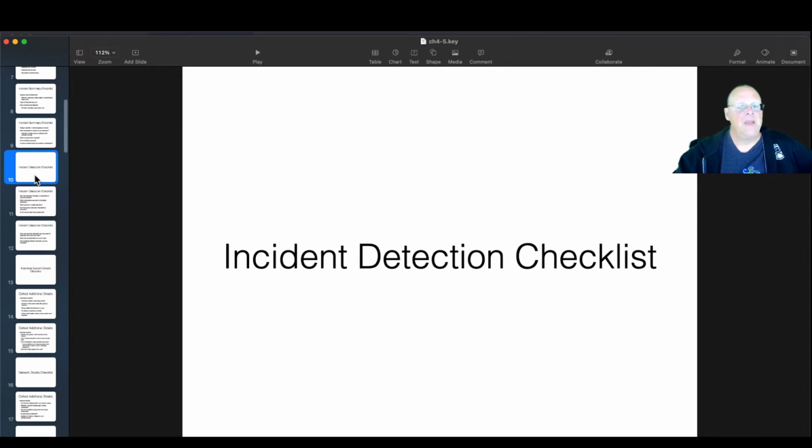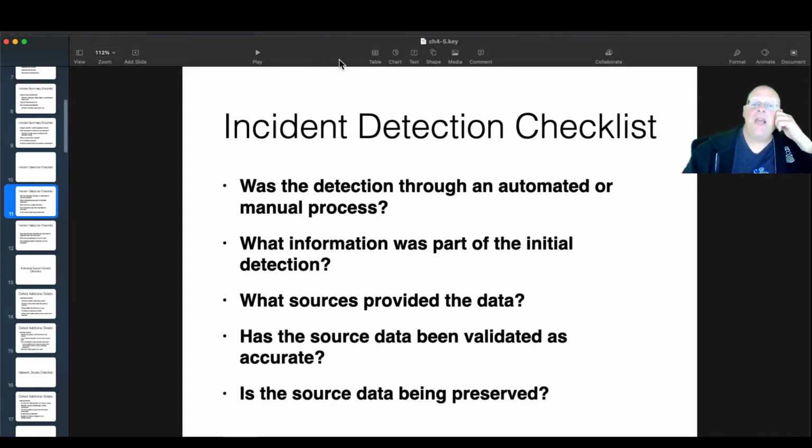All right. And then you've got incident detection. So you keep track of how it was detected and what information came from what sources, and whether it has been validated. Because you might have a person say something bad happened on my machine, or some kind of antivirus alert. That doesn't really mean anything bad happened. People and automated processes have a chance of being confused and reporting something that's not really an incident, so you have to validate it, and then maybe you want to preserve that data.